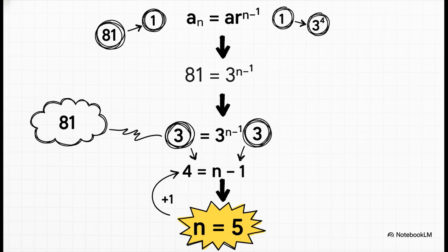Now here's the key move. You have to recognize that 81 is just 3 to the power of 4. Once you do that, the bases on both sides of the equation are the same, they're both 3. So we can just equate the exponents. n minus 1 equals 4. A little bit of simple math, and we get n equals 5. So 81 is the 5th term.